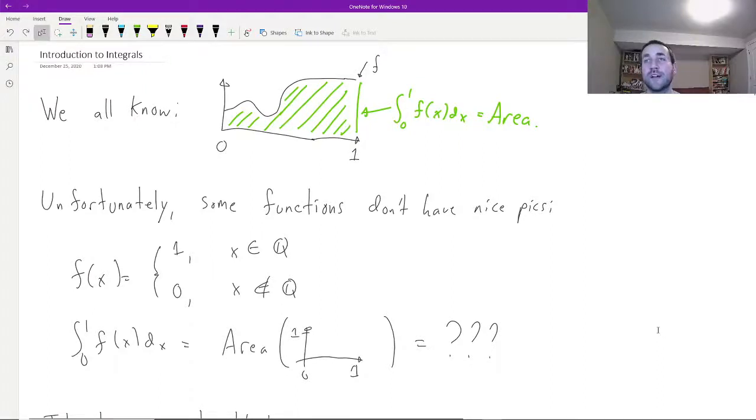So this is a short introduction to integration theory. Now, in most subjects, I tend to just dive in and start giving definitions and examples and calculations and so on. But in this case, I think a little bit of a preamble is really necessary.